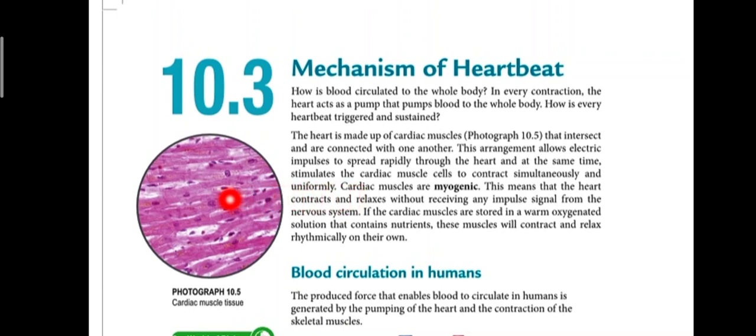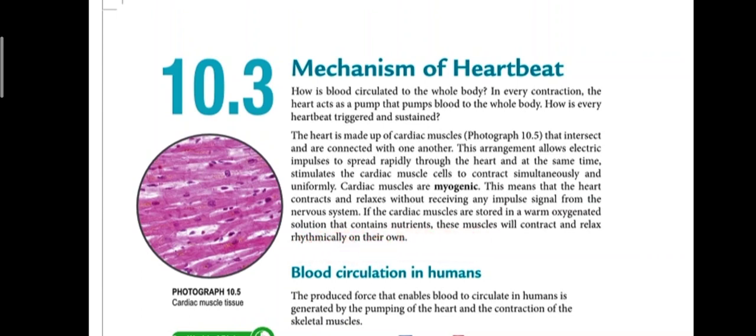Okay, so our cardiac muscles are myogenic. So what is myogenic? The heart contracts and relaxes without receiving any impulse signal from the nervous system. Maksudnya dia contract and relax by their own. Okay, itu maksudnya myogenic.